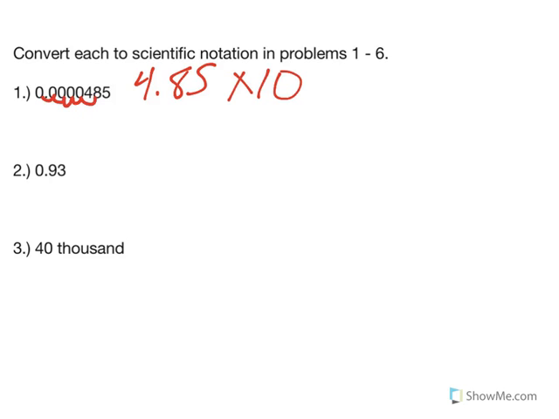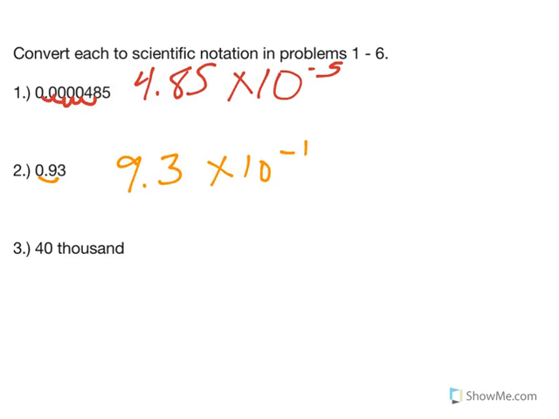And because this is a super small number, our exponent is negative. Now, when I say super small, anything less than 1 is considered small. So for the second one, 0.93 is less than 1. That is small, and therefore we also have a negative exponent. So I move it one place, and 9.3 times 10 to the negative first would be our answer for that one.